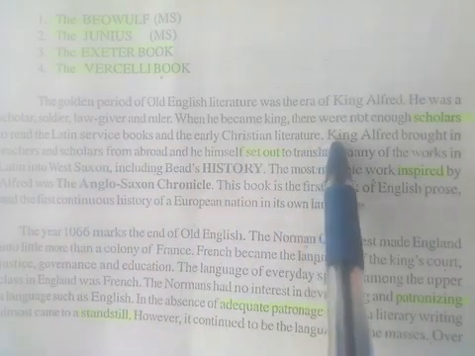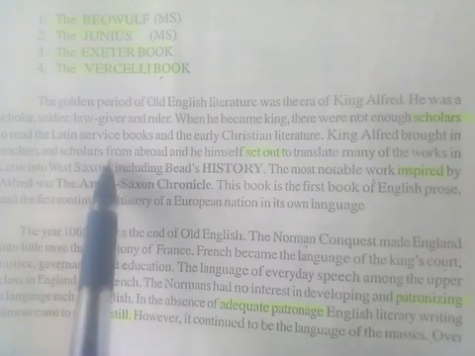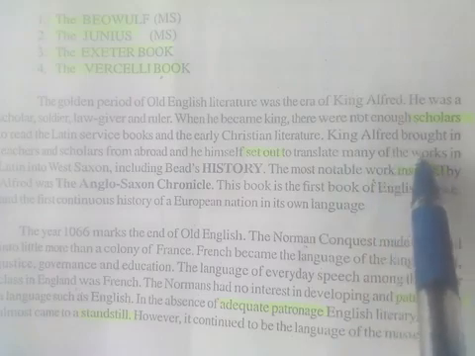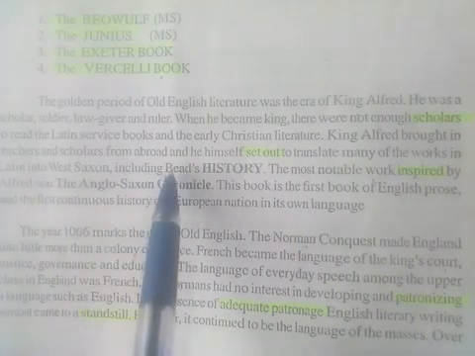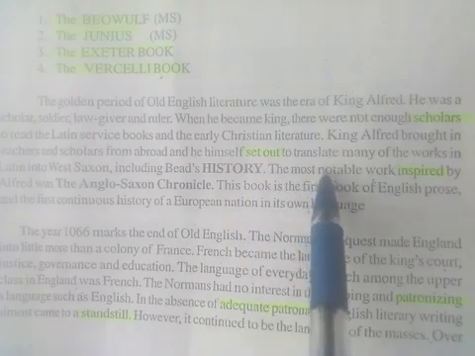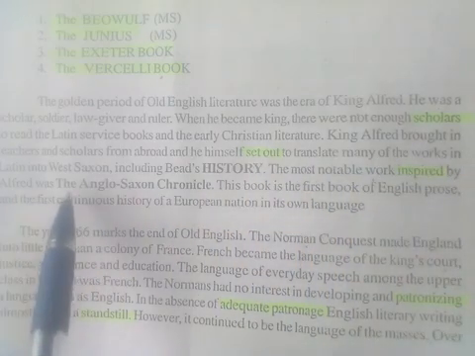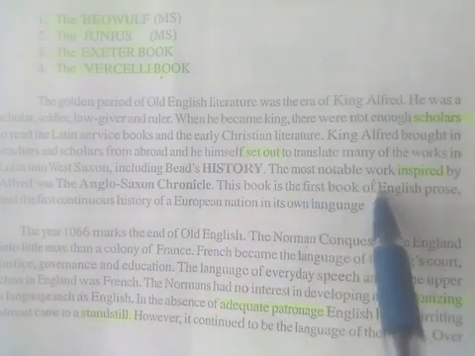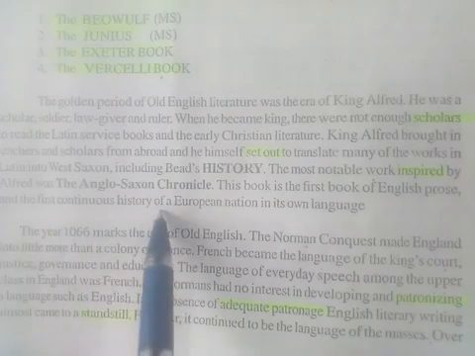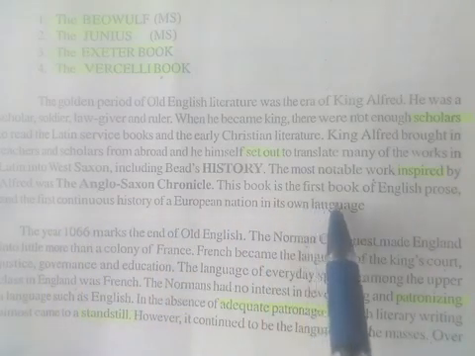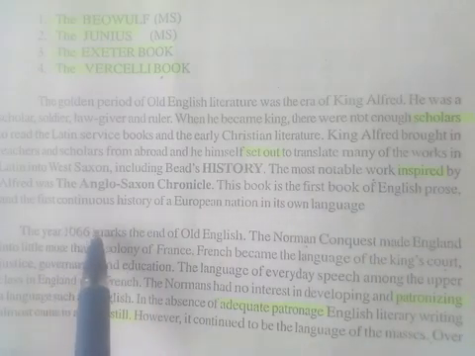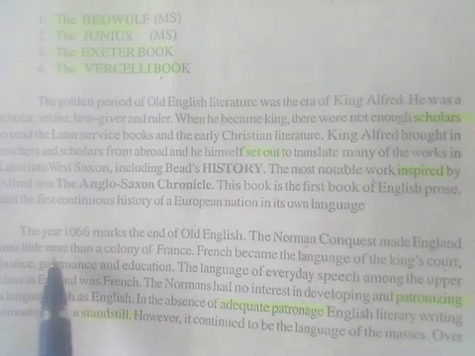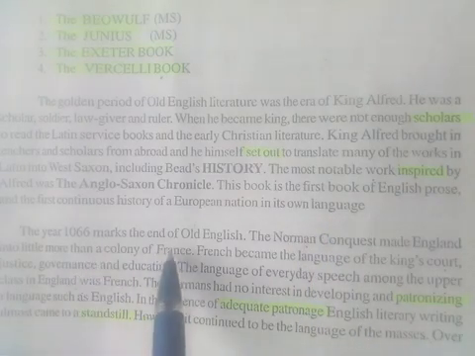When he became king, there were not enough scholars to read the Latin service books and the early Christian literature. King Alfred brought in teachers and scholars from abroad, and he himself set out to translate many of the works in Latin into West Saxon, including Bede's history. The most notable work inspired by Alfred was the Anglo-Saxon Chronicle. This book is the first book of English prose and the first continuous history of a European nation in its own language. The year 1066 marks the end of Old English.